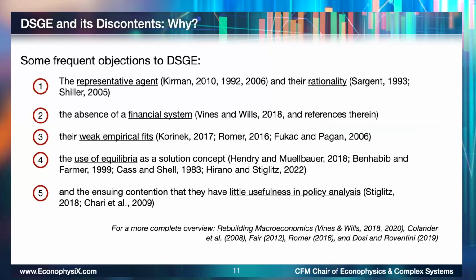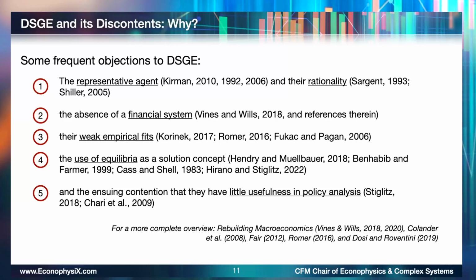You can capture this in some frequent objections: the representative agent, trying to capture all households by one representative household; their rationality, the fact that they are able to solve this infinite horizon problem; the absence of a financial system; weak empirical fits; the use of equilibrium. If you recall, one of the six properties I introduced initially was that you have a lot of out-of-equilibrium dynamics, and so studying within an equilibrium model might not tell you anything about the out-of-equilibrium dynamics. And the ensuing contention is that they potentially have very little usefulness for policy analysis.